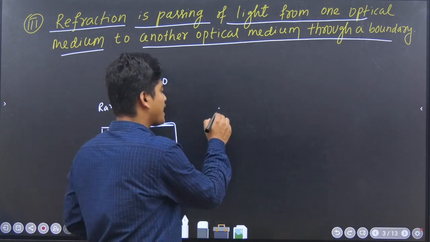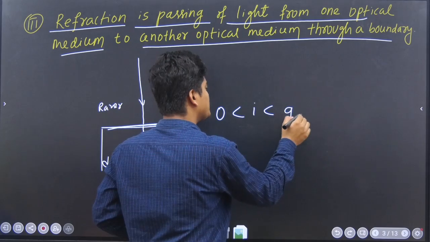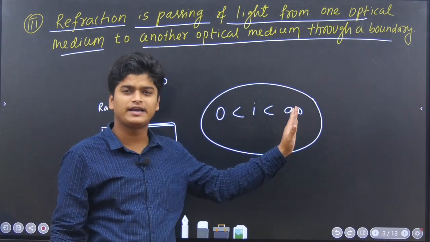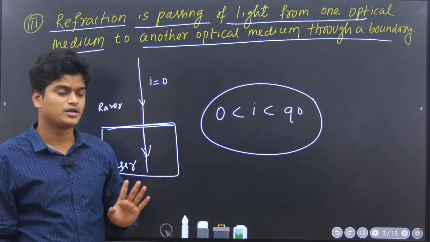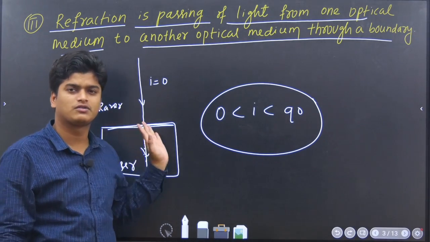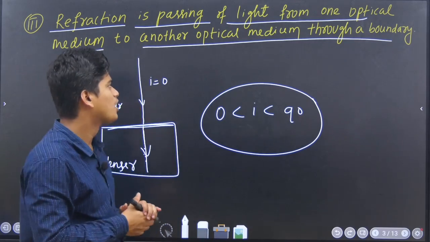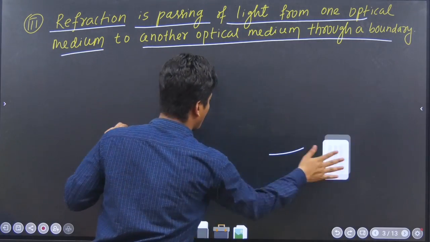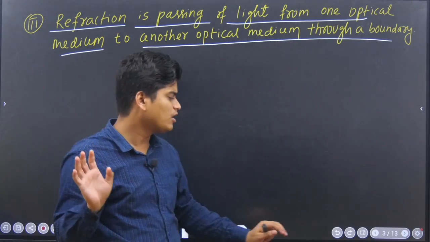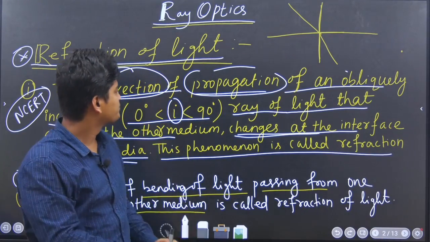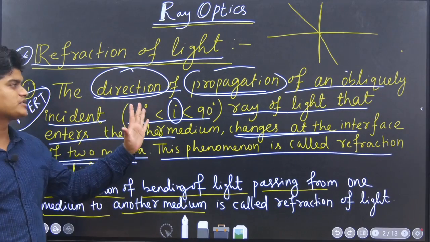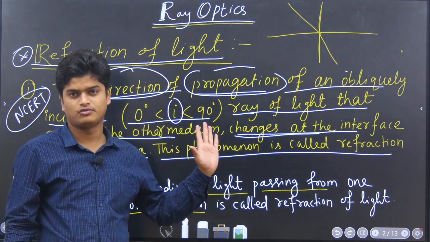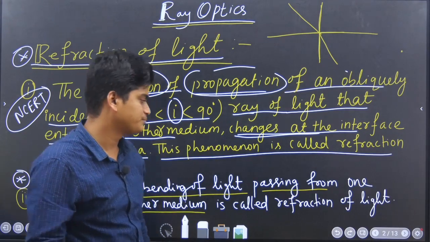NCERT is telling that your light ray's incidence angle should be greater than 0 and less than 90. The incidence angle should not be 90 or equal to 0. This is called normal incidence. You can understand here I equals 0, R equals 0. So this is the proper type of definition. If you write the other one it is not wrong, but try to write the proper definition: the direction of propagation of an obliquely incident ray of light changes when light enters from one medium to another medium.